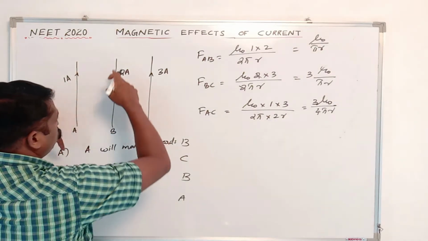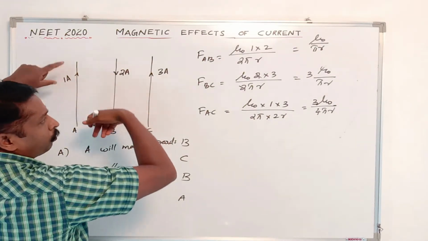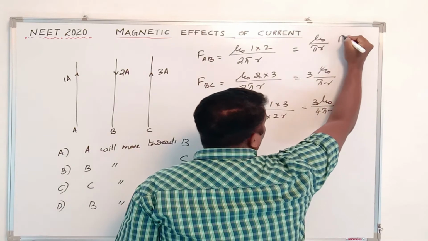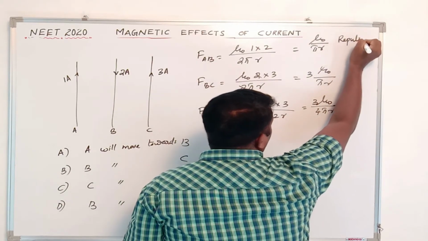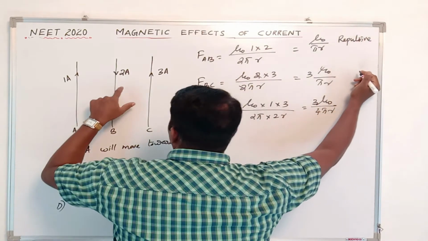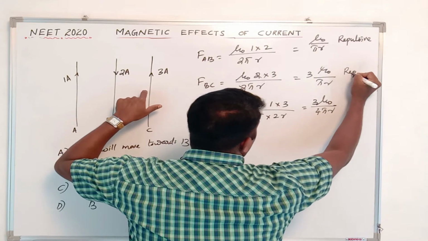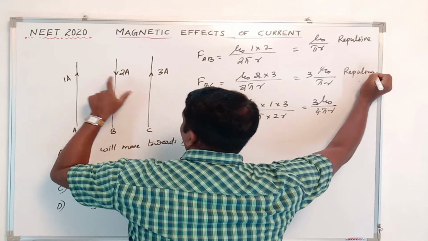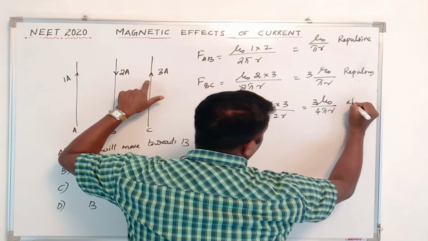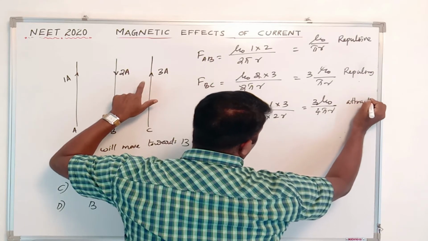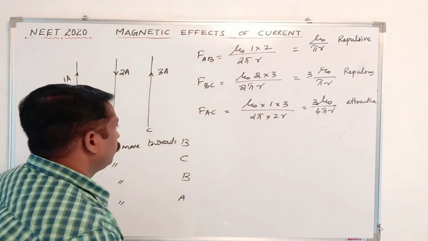The force between these two, because the currents are opposite, is repulsive. This is also repulsive, but the force between these two is attractive. Okay, then what happens?